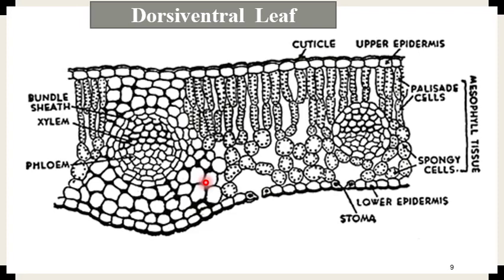But in a section passing through a smaller vein, the bundle remains surrounded by a row of colorless parenchyma cells forming what is known as the bundle sheath or border parenchyma.